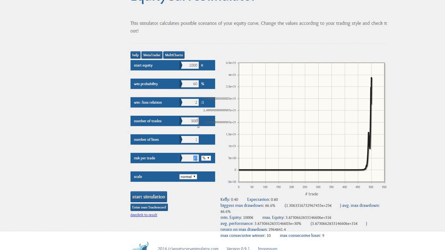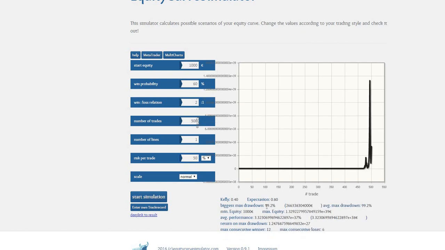Now let's take that number up to 50%. Now look at how much our drawdown is. 99.2%. Okay, so 99.2% of your account is statistically likely to be lost trading in this simulation. Okay, so that's the risk of doing large positions on single trades. You need tiny positions on single trades. Okay, tiny trades, tiny positions.